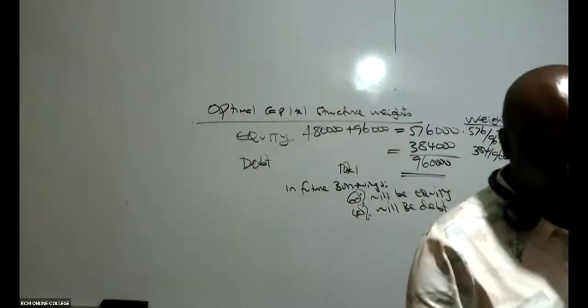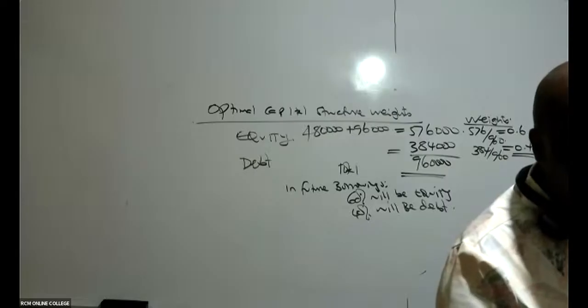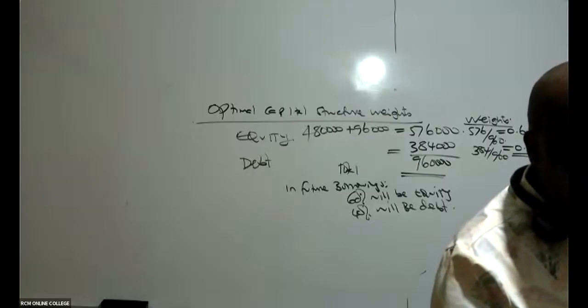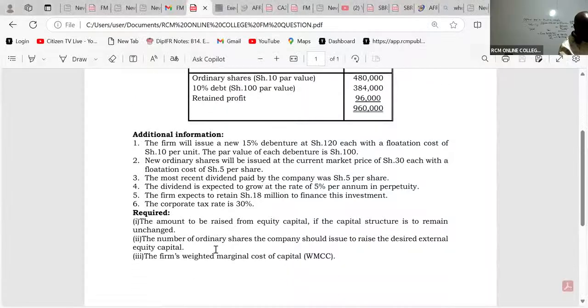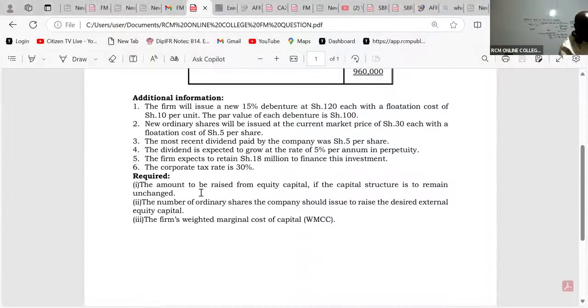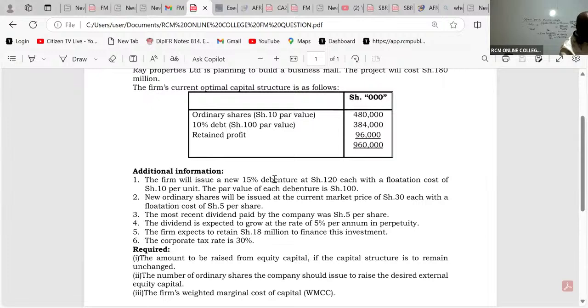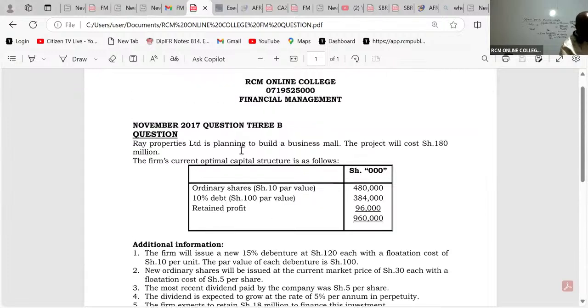So what is the question asking us to do, ladies and gentlemen? If you look at the question very well, they want us, number one, to give them the amount to be raised from equity capital. These managers, how much do they want to borrow in total? Hey, Ray Properties Limited is planning to build a business mall. The project will cost Kenya shillings 180 million.